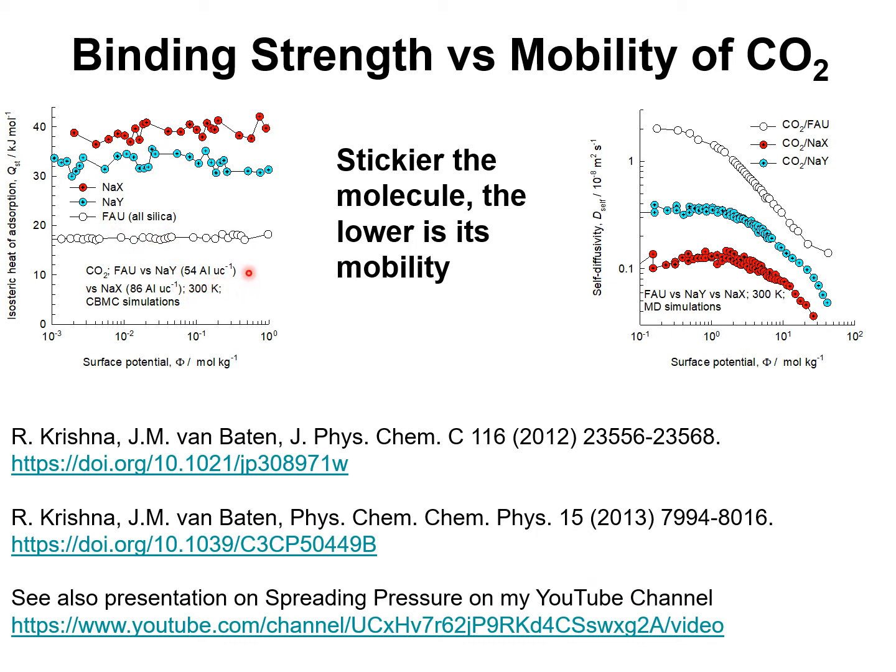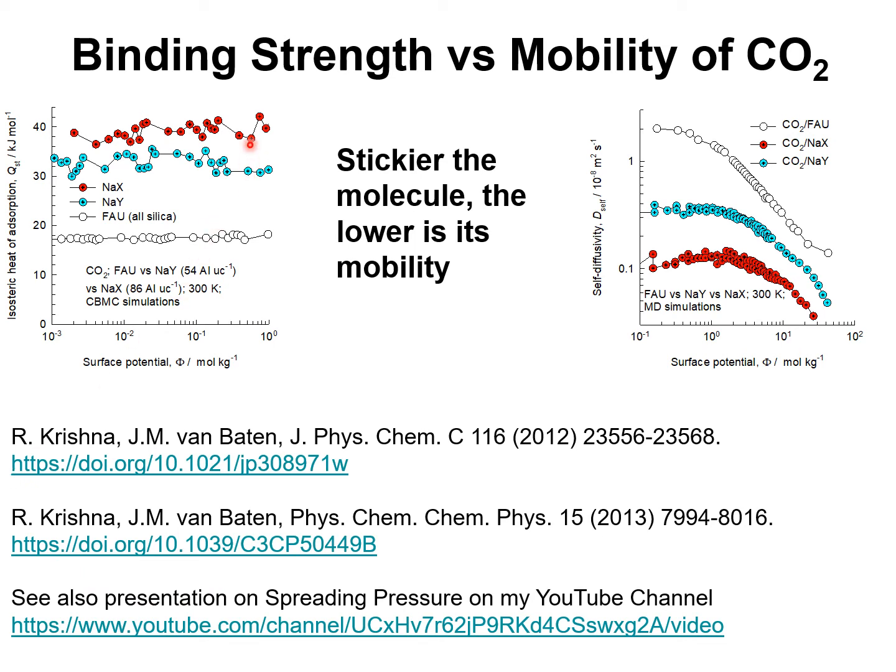With increasing number of extra framework cations, as we move from all silica faujasite to NaY zeolite with a silicon to aluminum ratio of 2.55 to NaX zeolite with a silicon to aluminum ratio of 1.23, we note that there is a significant increase in the isosteric heat of adsorption. In other words, the strength of binding increases with the number of extra framework cations, in this case sodium. This is to be expected because of the large quadrupole moment of CO2.